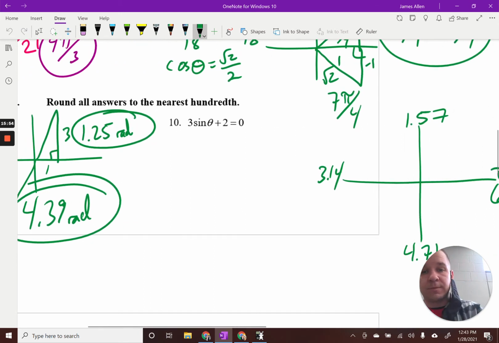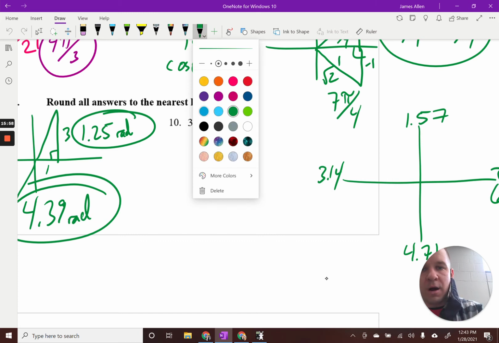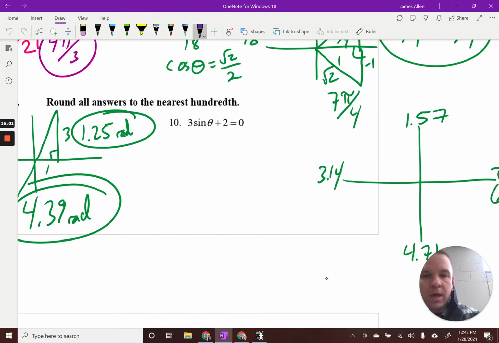All right, let's do this next one here. We'll go purple. All right. So if I subtract 2, I'm going to have 3.